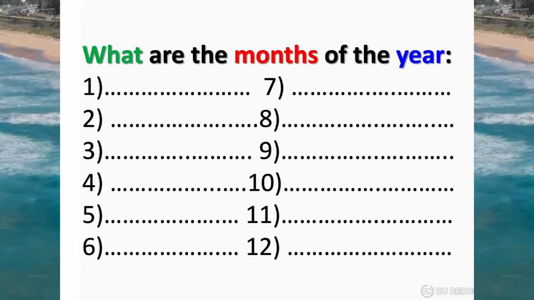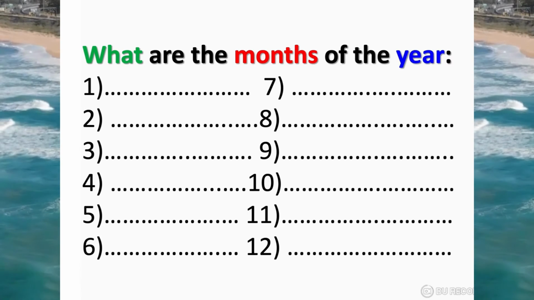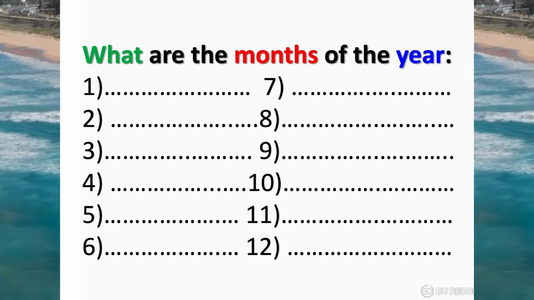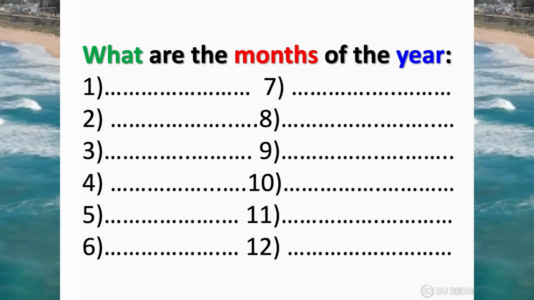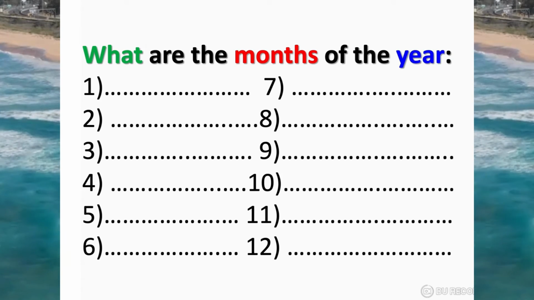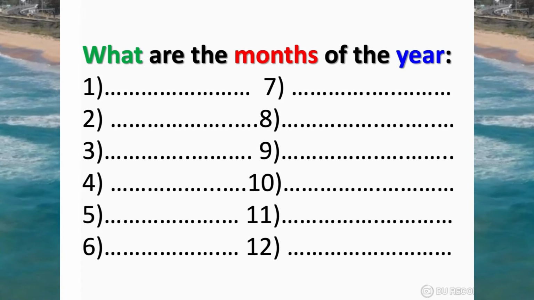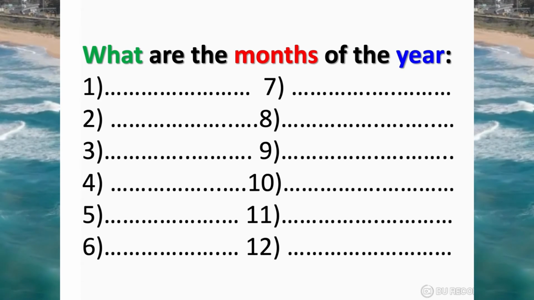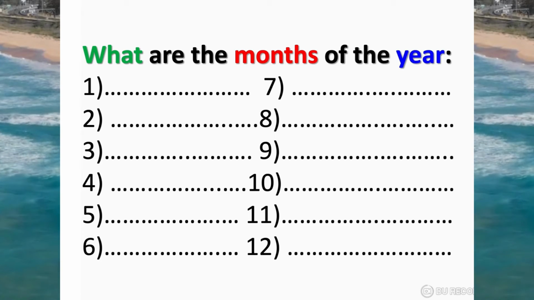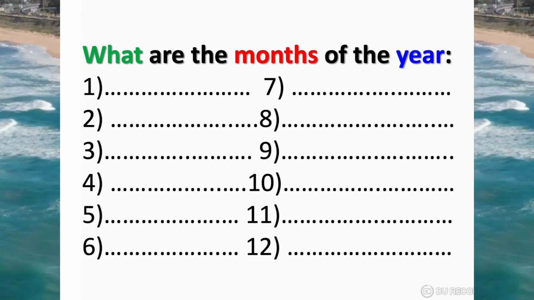Let's go to the next slide. What are the months of the year? So as you know, we have 12 months of the year. So it's better to write them in order. What is the first month? What is the second month? What is the third month? What is the fourth month? What is the fifth month? What is the sixth month?